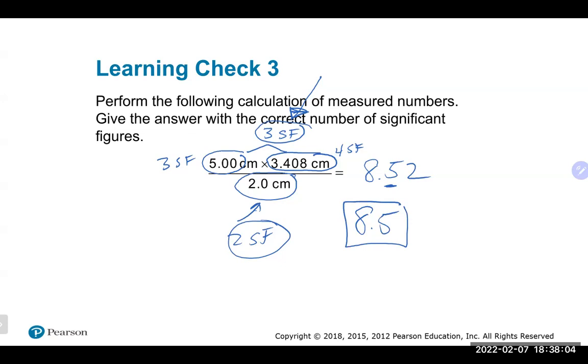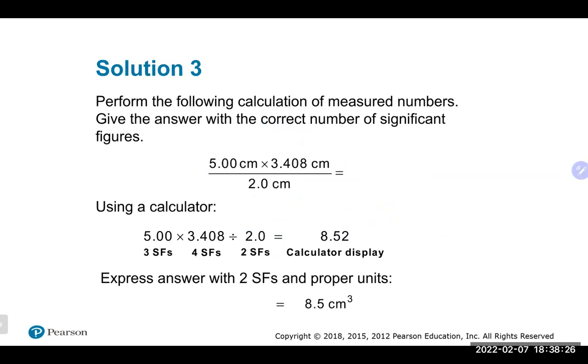So again, I personally just punched everything in and then went back and looked at what I was doing to figure out what my final answer should have in terms of significant figures. And obviously units would be good, which would be centimeters. Any questions on that one? All right.